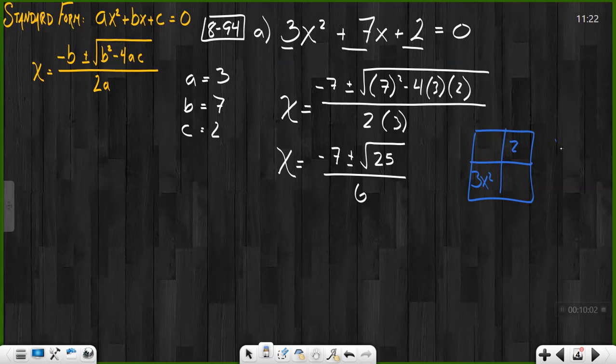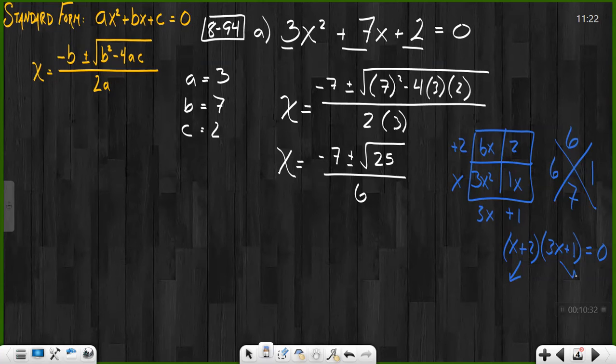3x squared, 2. What multiplies to get 3 times 2, which is 6, and adds to get 7? 6 and 1. That right there tells you that it is factorable. You could complete that diamond problem, plug in 6x and 1x, and pull out a GCF. You could actually get x plus 2 times 3x plus 1. You could have set that equal to 0 and used the zero product property to solve it, finding that x could be negative 2 in this case, and here x could be negative 1/3.